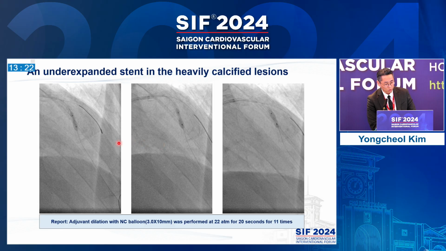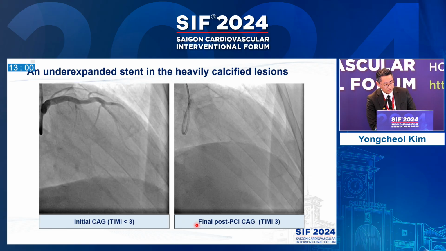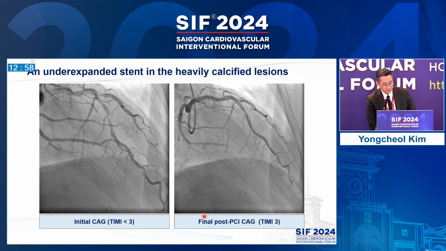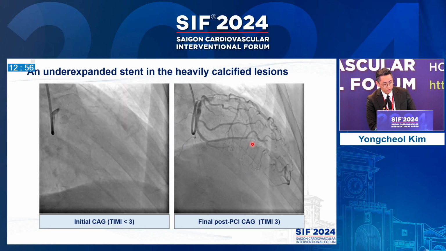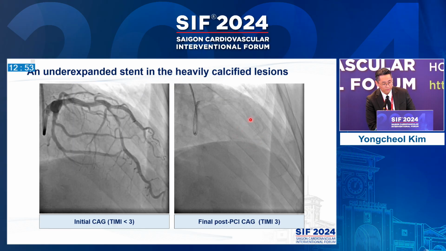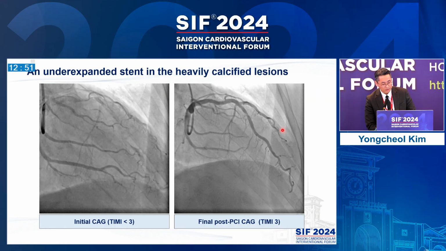At that time his operator tried to fix it, but it did not work. In the PCI report, the operator described adjuvant dilation with a 3.0 millimeter NC balloon performed at 22 atmospheres for 20 seconds for 11 times, but it did not work. So the final angiography during the index PCI showed residual stenosis with an underexpanded stent and the TIMI flow.